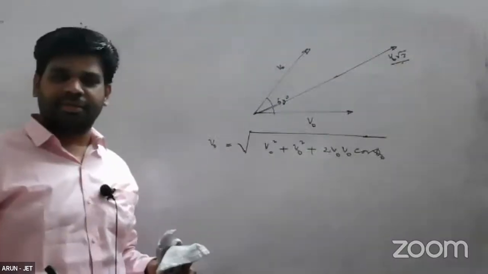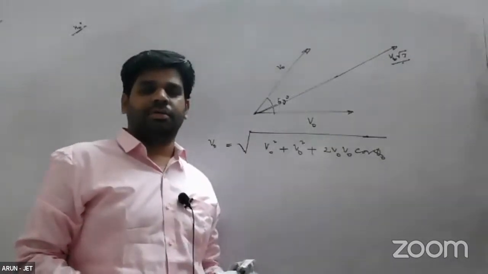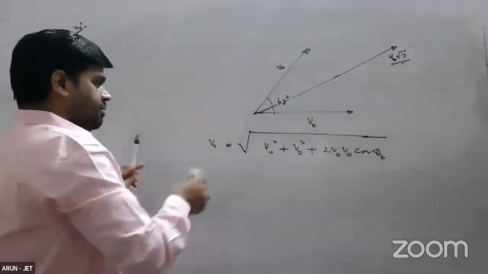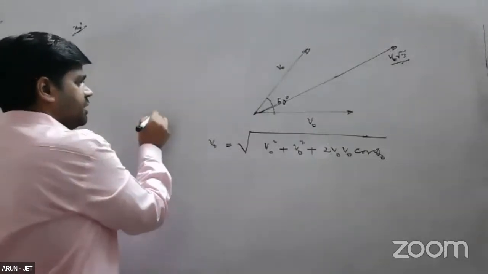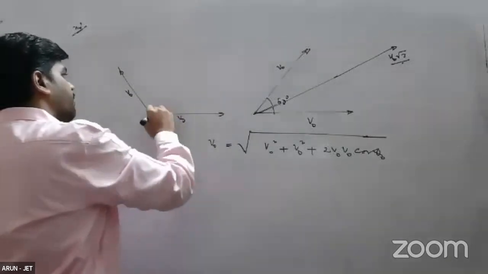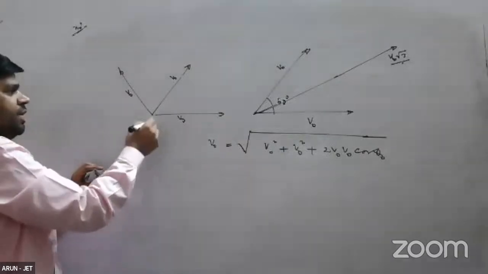Minus half of what, sir? Ah, I thought so. Yeah, cos theta is equal to minus half means theta is equal to? 120. Right. That's right. So two vectors at an angle of 120 degrees will give me a resultant equal in magnitude to both the vectors, to either of the vectors.